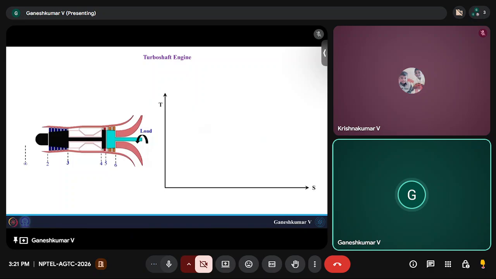Initially you have P infinity, and from infinity to 2 you have the inlet diffuser, across which the air gets compressed from P infinity to P naught 2, due to the ram effect. And from 2 to 3 you have the compressor.